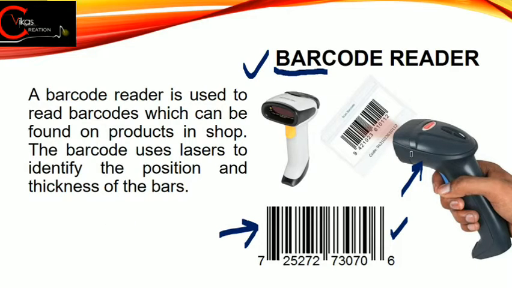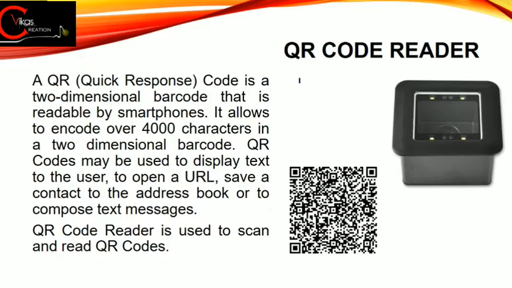In this reader, from this area a laser light emits, and this laser light reads these thick and thin lines, and then it decodes this particular line into numerical form. So generally you will find this barcode at the back of every packet that we have, whether you are having a book or any box. At the back of everything we have these barcodes. Next we have the QR code reader.